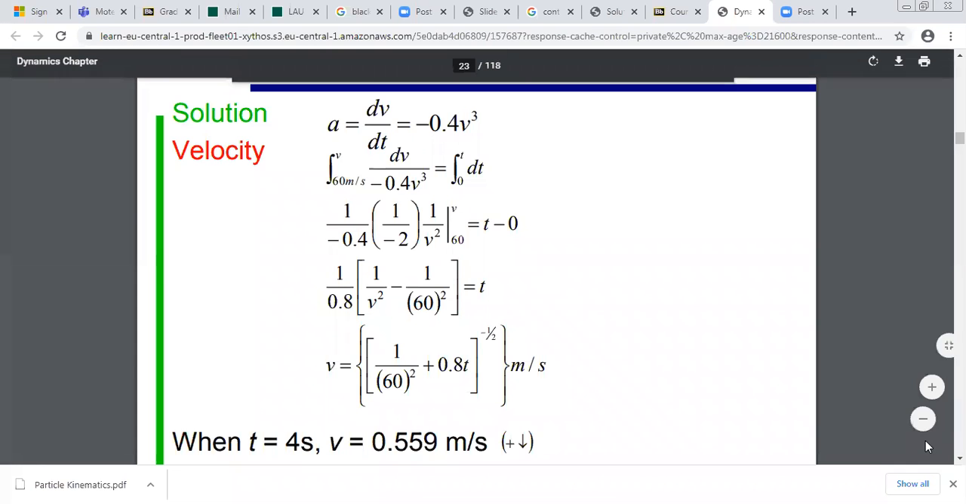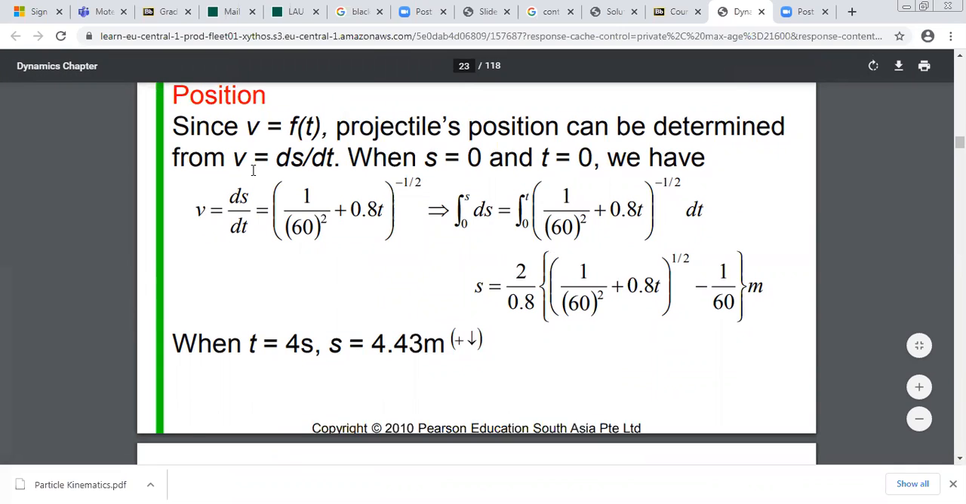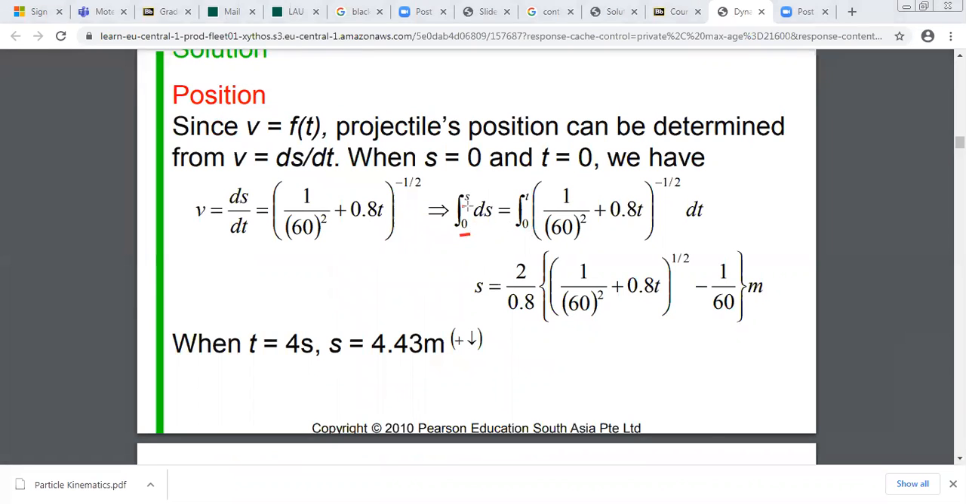And the next step is to find s. So now we will use the relation that v is ds by dt. Here I do separation of variables because this function is only a function of t. I take dt to the other side. And now I integrate using boundary conditions. For s, I integrate between 0 and s, where s equals 0 corresponds to t equals 0. And for any time t, I have the corresponding coordinate s. So now all I have to do is to integrate this function, 1 over 60 squared plus 0.8t, to the power minus half.